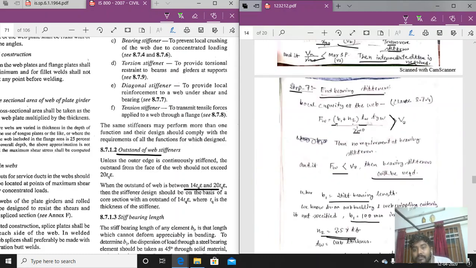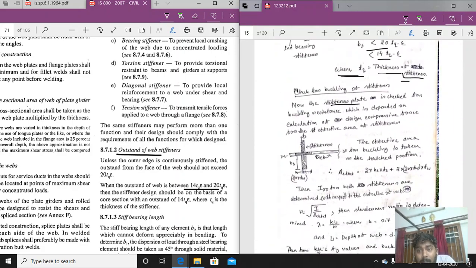Here it is said that the stiffener plate is checked for the buckling resistance, which is dependent on the calculation of the design compressive force for the effective area of the stiffener. When the complete arrangement of stiffener, end bearing stiffener and the web is used, some portion altogether acts as a column. This is the total area that acts as a column. So when we are determining the buckling resistance, we have to determine the buckling resistance of that area.